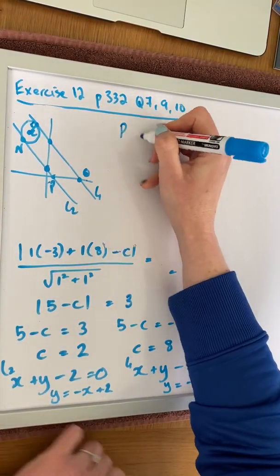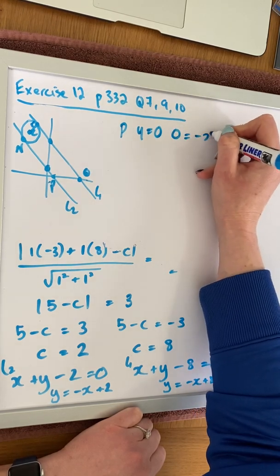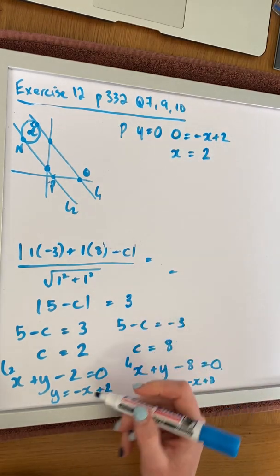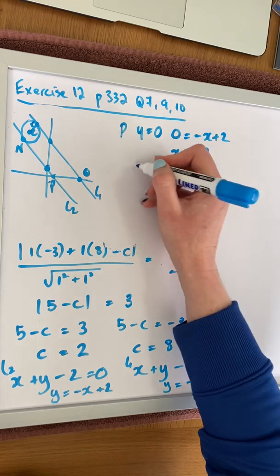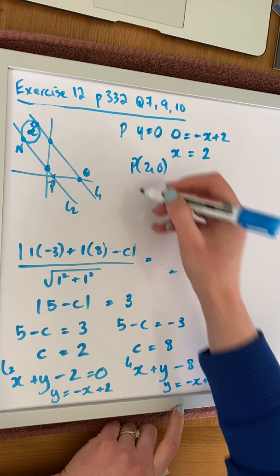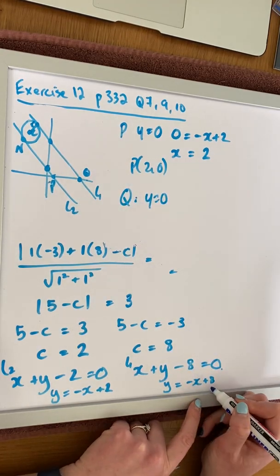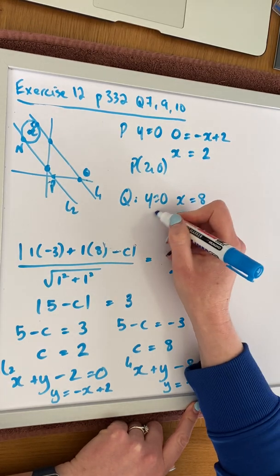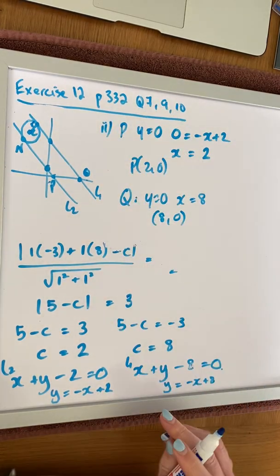For point P, y is equal to 0, therefore 0 is equal to minus x plus 2, meaning that x is equal to 2. And remember, it makes equal intercepts, so if the y-intercept is 2, the x-intercept also has to be 2. So P is the point (2, 0), and similarly, for line 1, if we let y equal 0 to find the x-intercept, we get x is equal to 8, and therefore Q is the point (8, 0). So that's part 2 of question 9.